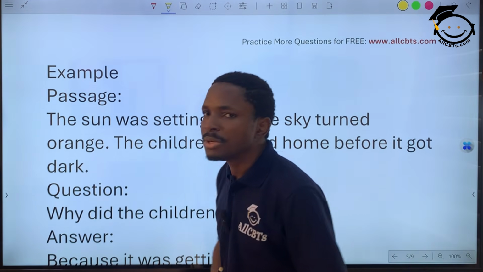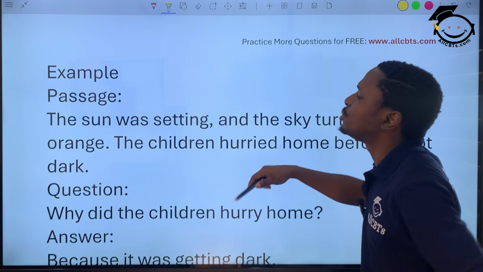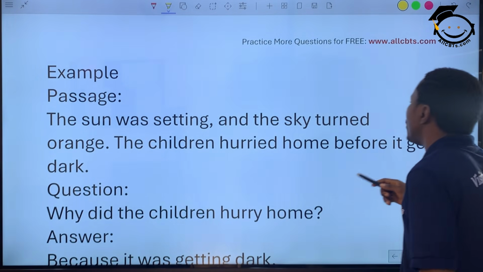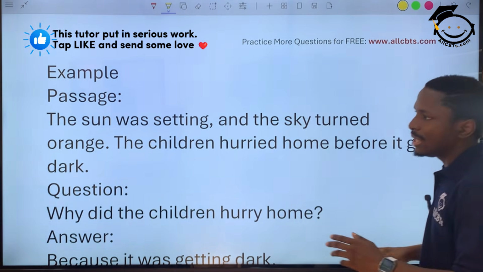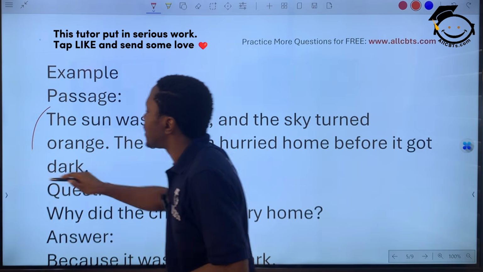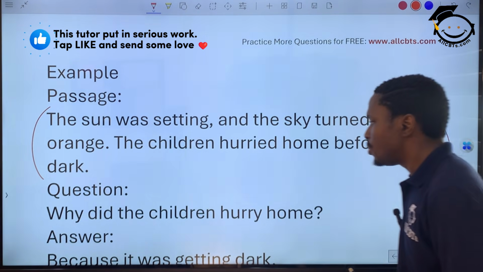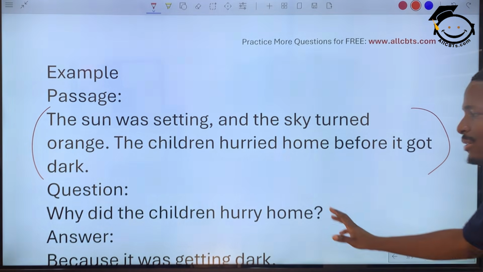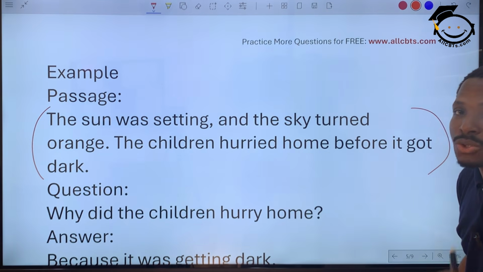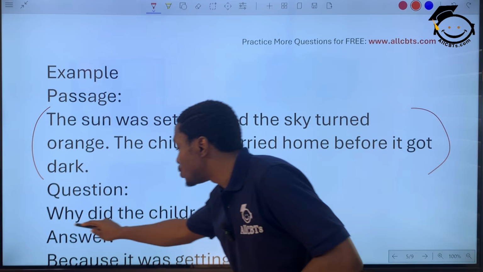Then you have an example now. Look at this comprehension passage. The sun was setting and the sky turned orange. The children hurried home before it got dark. Now, here is our comprehension passage, and we have some questions from this. Question 1. Why did the children hurry home? Now, what kind of question is this based on what I have asked you? Please let me know in the comment section.